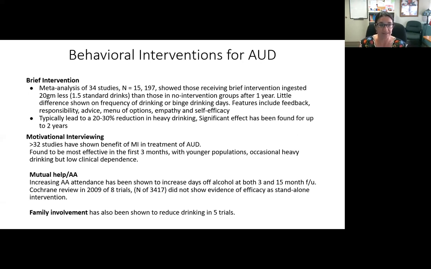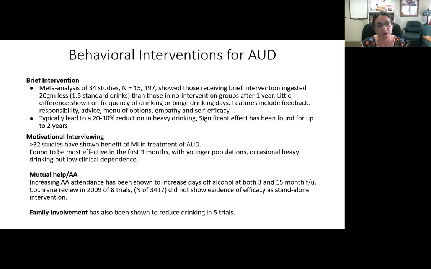And the features of this intervention include feedback, responsibility, providing advice, providing a menu of options, and showing empathy and supporting one's self-efficacy. And typically this leads to a 20 to 30% reduction in heavy drinking, with significant effect found for up to 2 years. Certainly, motivational interviewing has a vast body of evidence. Over 32 studies have shown benefit of this in treatment of AUD, and it's found to be most effective in the first 3 months with younger populations. Occasional heavy drinking, but low clinical dependence.